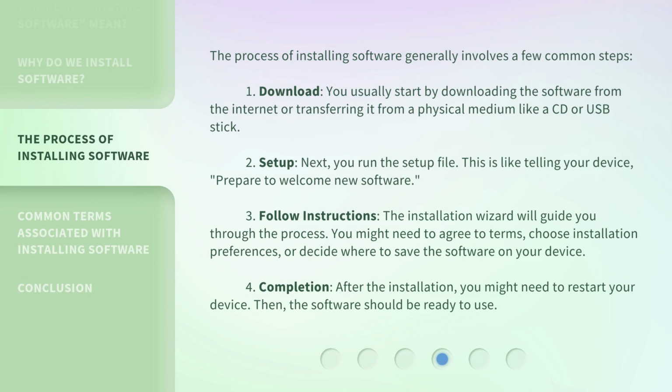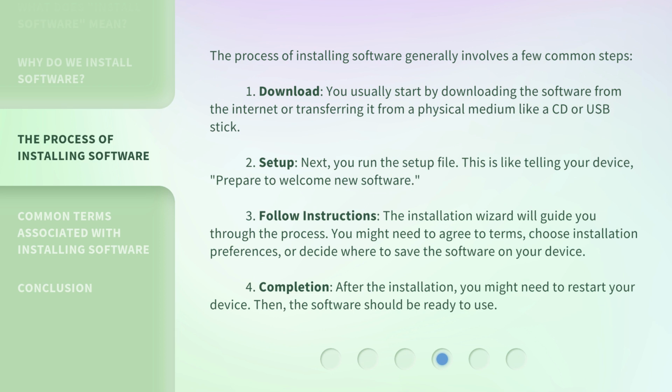The process of installing software generally involves a few common steps. 1. Download. You usually start by downloading the software from the internet or transferring it from a physical medium like a CD or USB stick. 2. Setup. Next, you run the setup file. This is like telling your device, prepare to welcome new software.